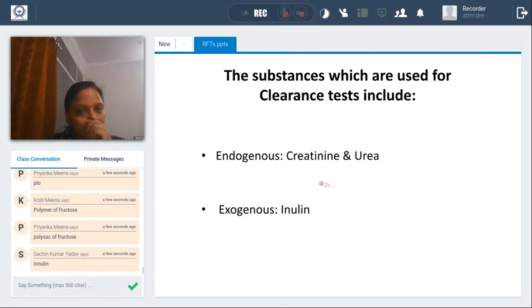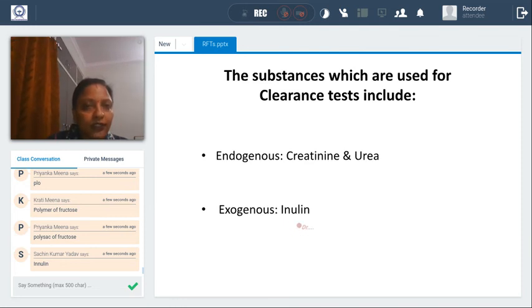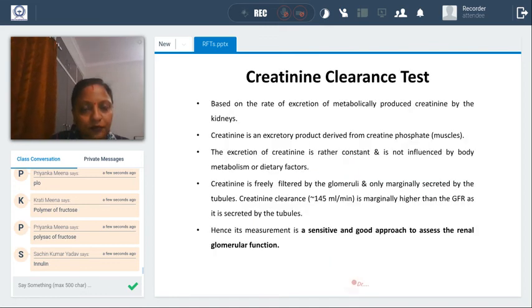These are the substances which are used for the clearance test. Endogenous compounds are creatinine and urea, and the exogenous compound is inulin. Endogenously creatinine and urea, and exogenously inulin.